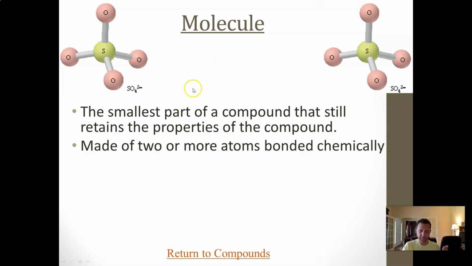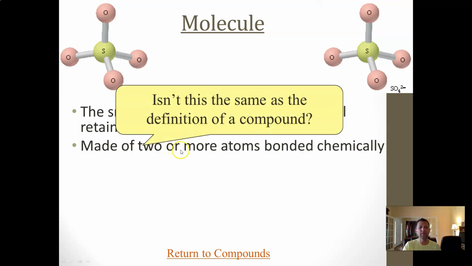So here's the definition of a molecule then. It's made of 2 or more atoms that are bonded chemically. And you're going to say, isn't that the same as the definition of a compound? Okay, the compound is two or more different atoms bonded chemically. All right. So if you have H2O, that's hydrogen and oxygen. Those are your two different atoms, okay, bonded chemically to make up water. A molecule is just simply two or more atoms bonded chemically.